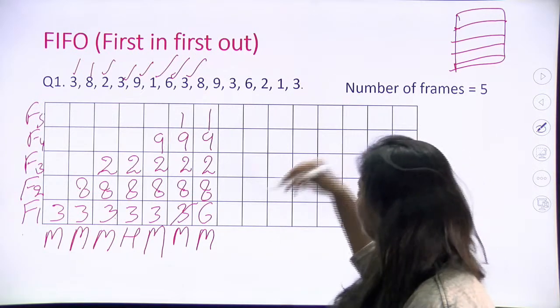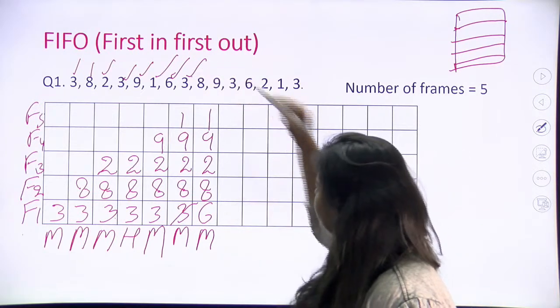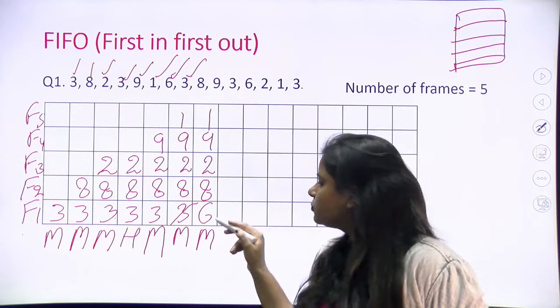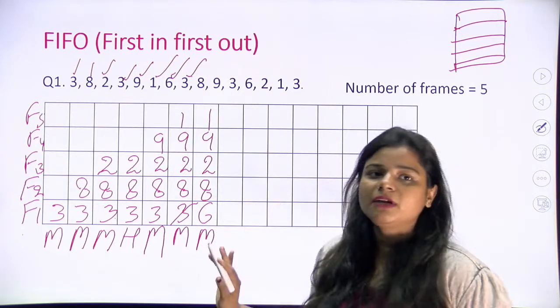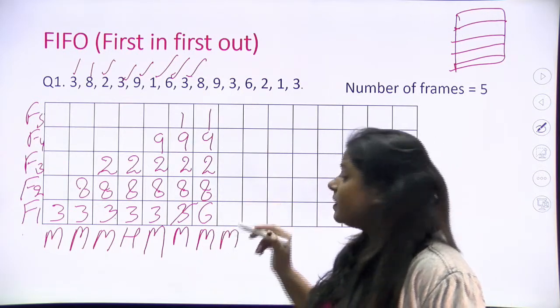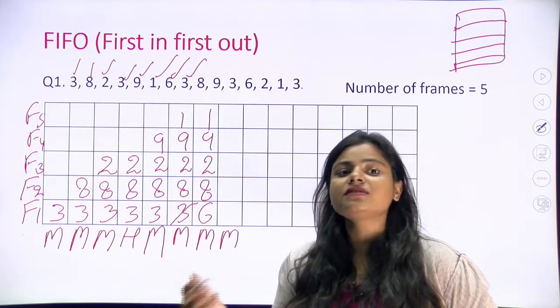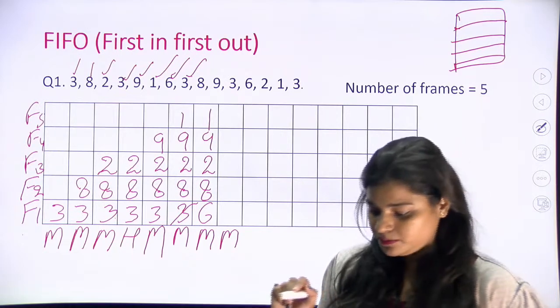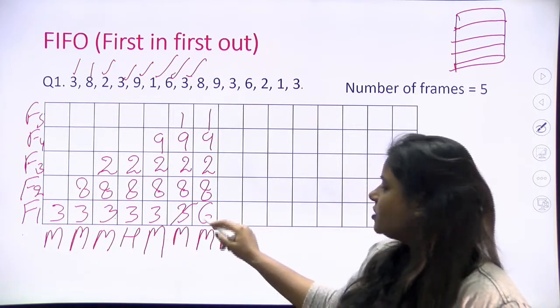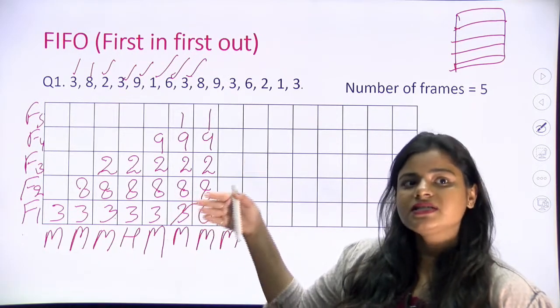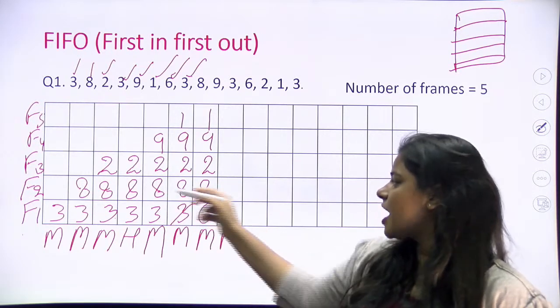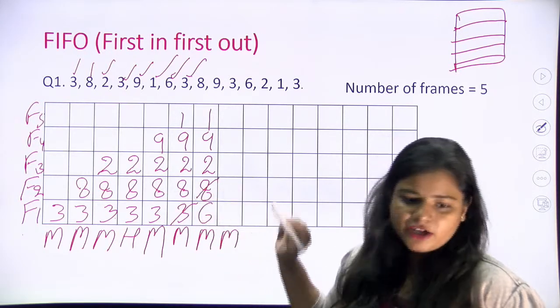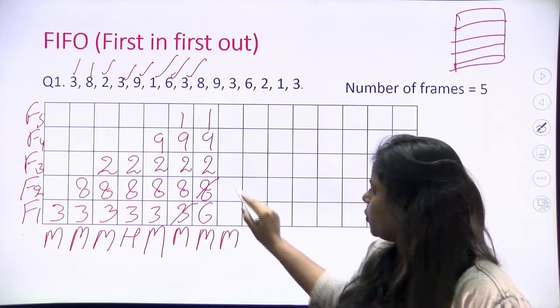So we were at 3, we were going to put 3. 3 was not present inside the main memory, so it is again a miss. But now this algorithm says replacement is required over here. Where will we put 3? We will see that F1 is already replaced. Now the second priority comes with F2. So we will replace 8 over here and we will put 3.